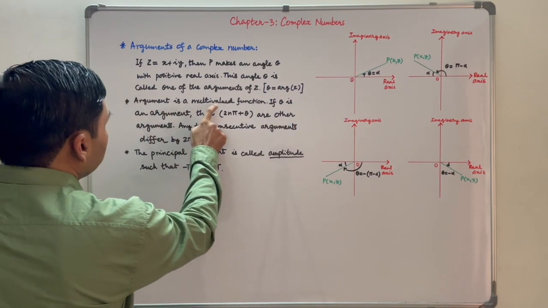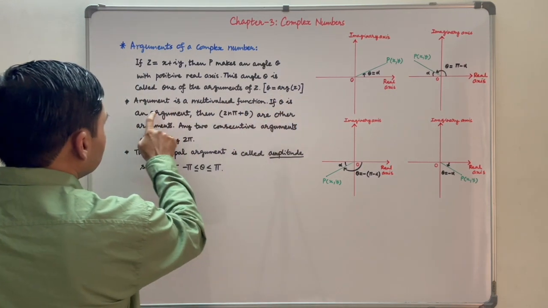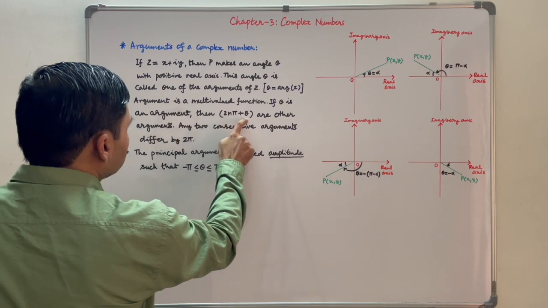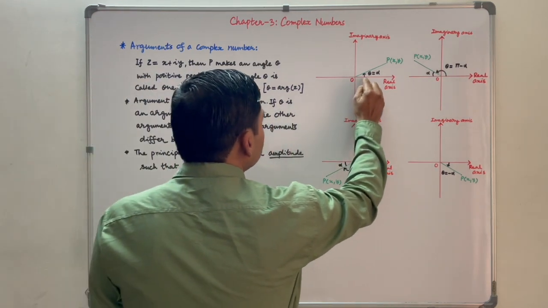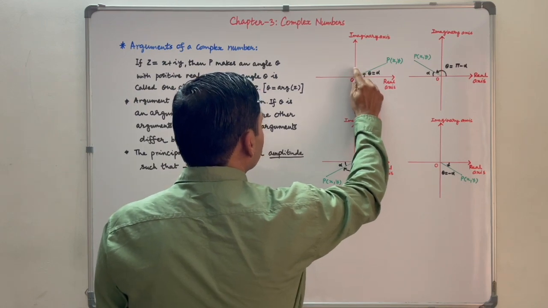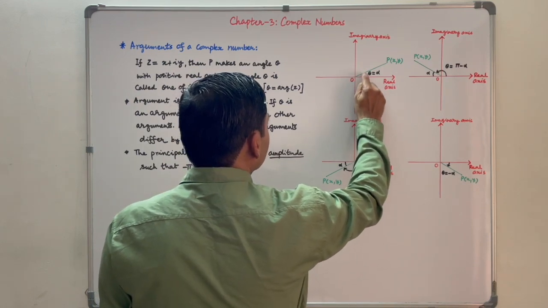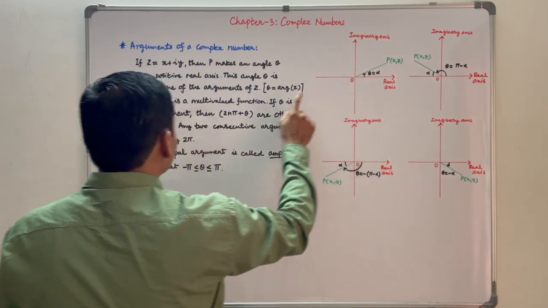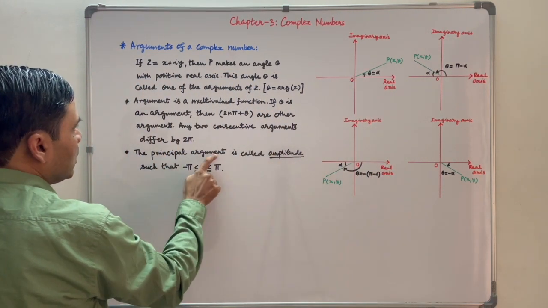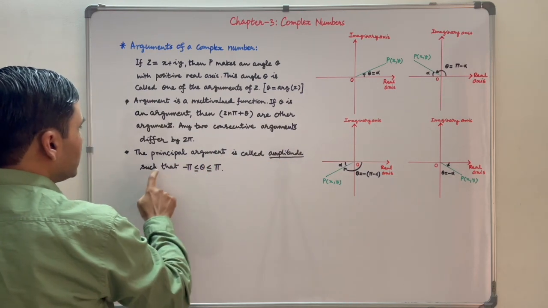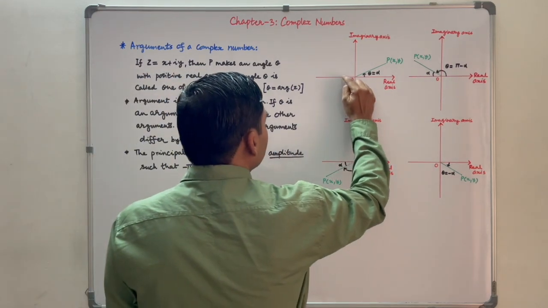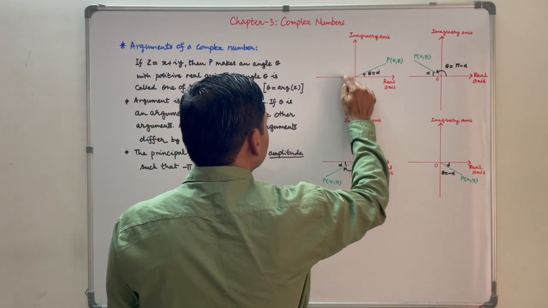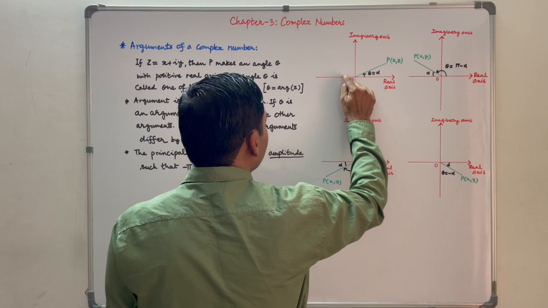Argument is a multi-valued function. If theta is an argument, then 2n pi plus theta are other arguments, where n is an integer. Suppose theta is the first argument, then the next argument will be 2 pi plus theta, next will be 4 pi plus theta, and so on. The first argument or principal argument is called the amplitude, such that theta lies between minus pi and plus pi. If theta lies between minus pi and plus pi, then argument theta will be called the amplitude.